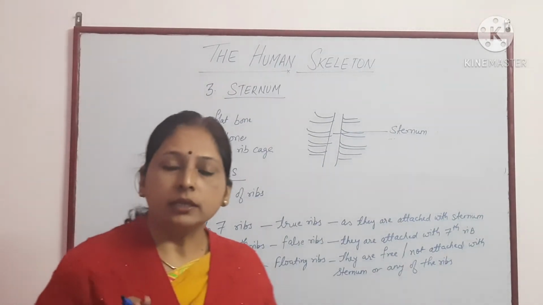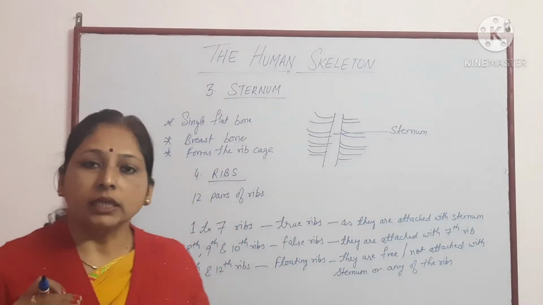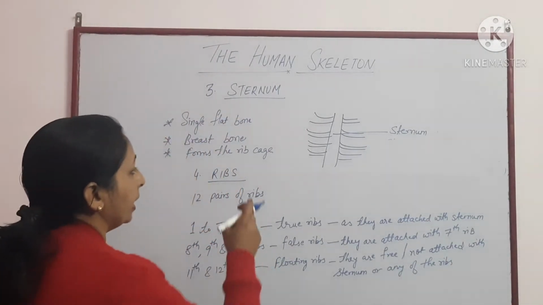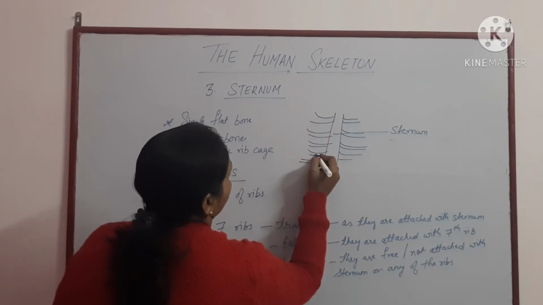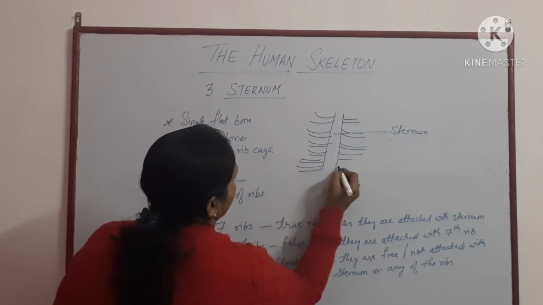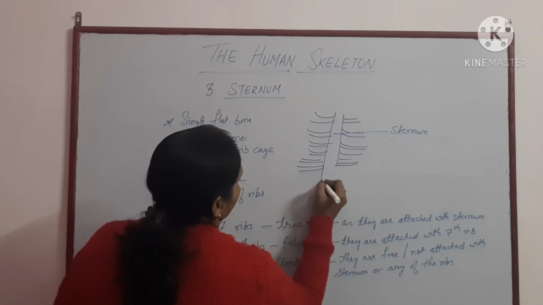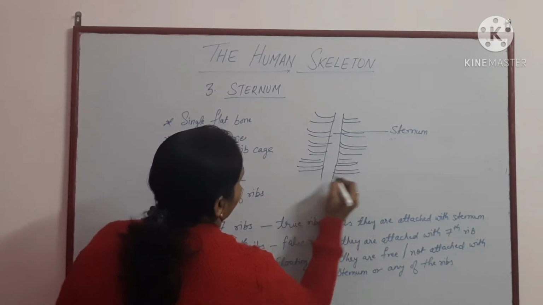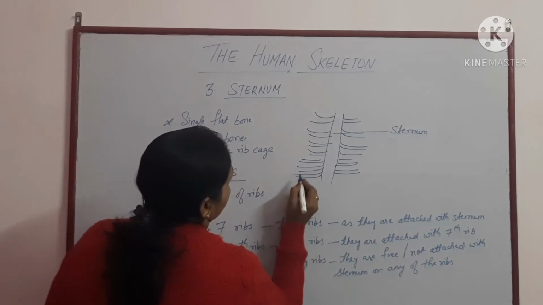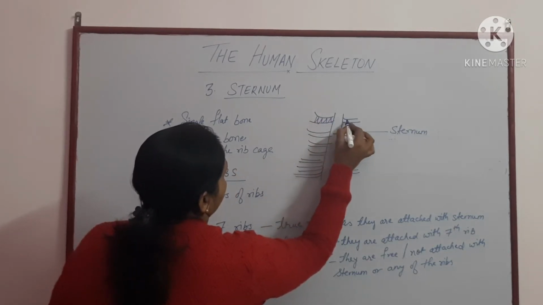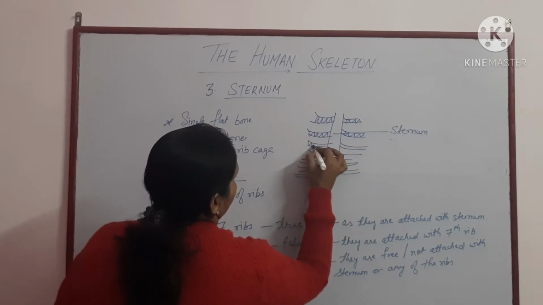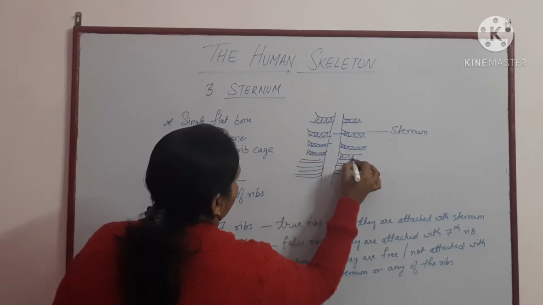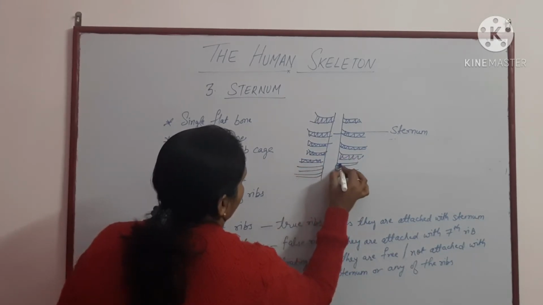Total 12 pairs. Out of 12, 1 to 7 are the true ribs. These ribs are attached with the sternum as I have shown here. 1, 2, 3, 4, 5, 6 and the next is 7th. This is the structure of these ribs 1 to 7.